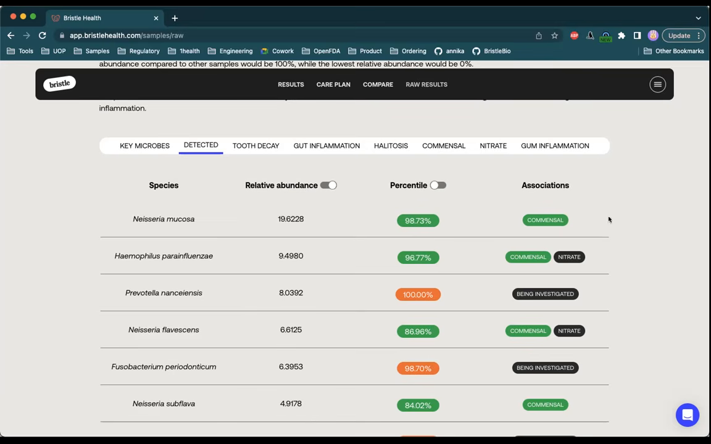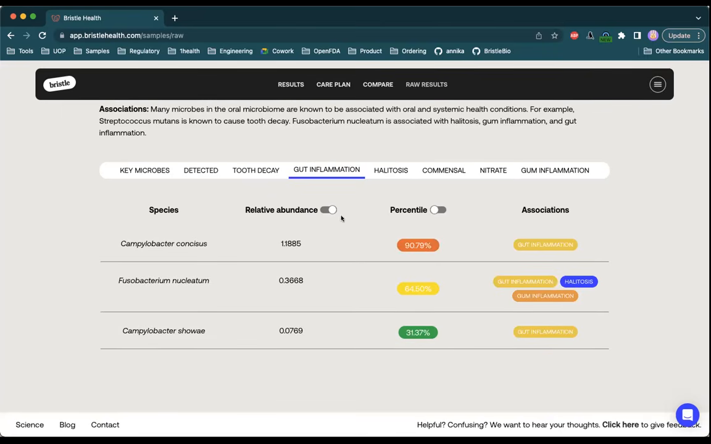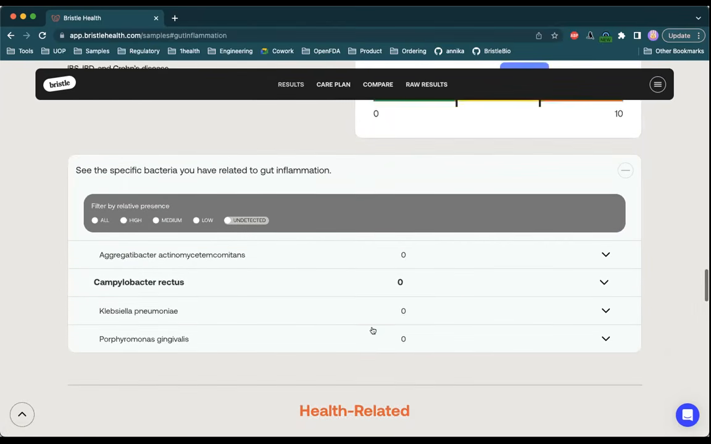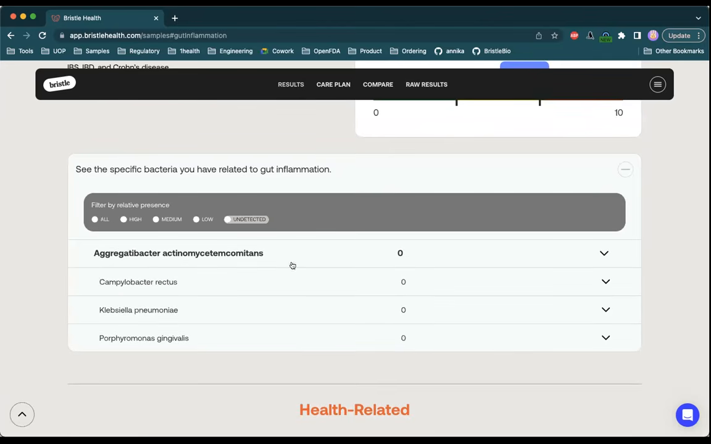Just to be clear, this is the deepest amount of personalization I've seen so far with testing and also raw data. Do me a favor, click on, let's talk about gut inflammation. Yeah, that's a really interesting one. Bristle is, of course, not measuring the gut flora, but you are able to make these conclusions indirectly, because you know about the bidirectional link between the gut and the mouth. So talk a little bit about that.